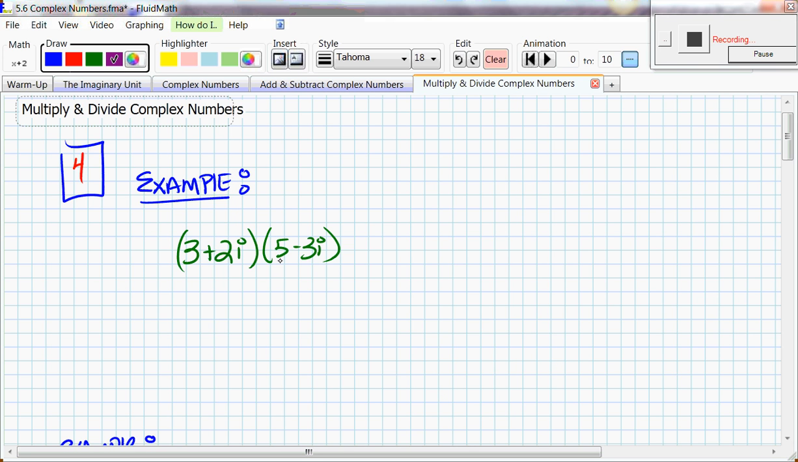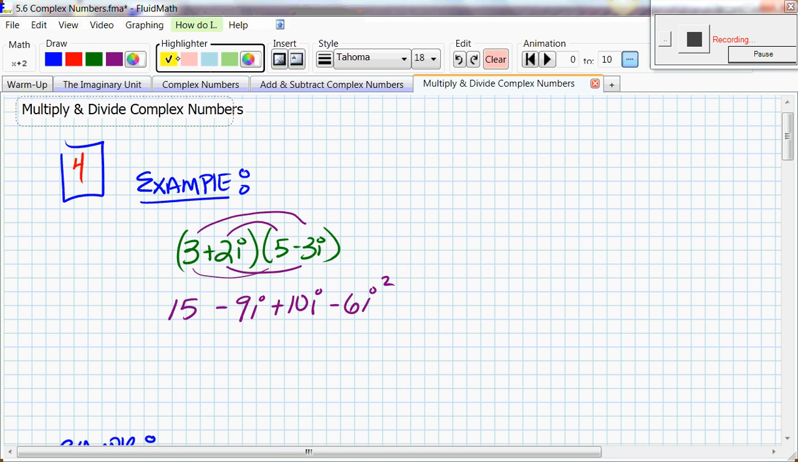So how much is 3 times 5? So I'll use the first. I want this one. So it's going to give me 15. Outer, which is a minus 9i. Inner, which is plus 10i. Is that right? Yeah. And then finally, last, minus 6i squared.